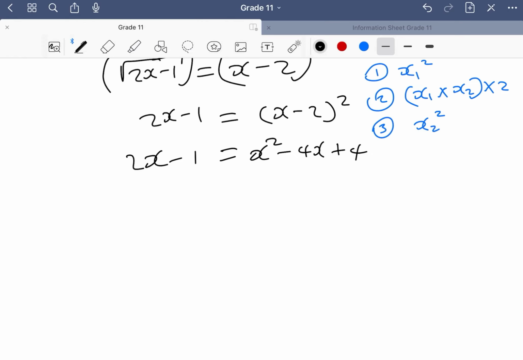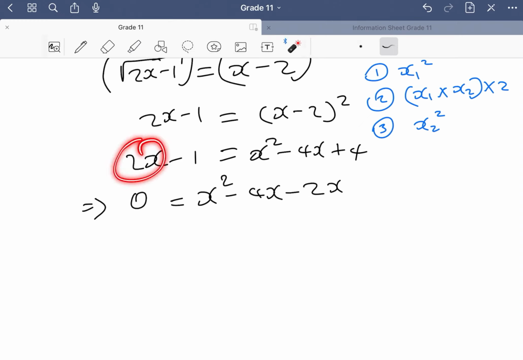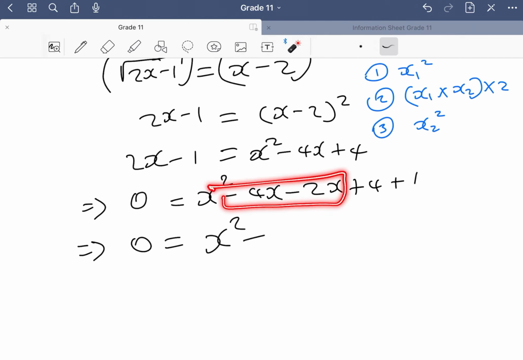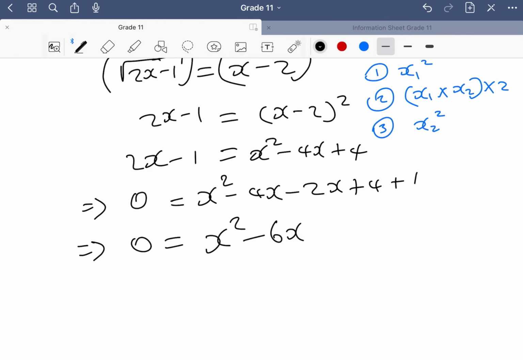And then from here, you can take this 2x minus 1 to the right hand side. So you have 0 is equal to x squared minus 4x minus 2x, grouping the like terms at the same time. The 2x to the right hand side becomes negative, and the negative 1 becomes positive 1, so 4 plus 1. So 0 is equal to x squared minus, now let's treat the like terms: negative 4x minus 2x is negative 6x, and 4 plus 1 is 5.